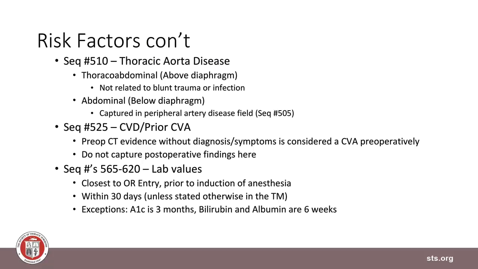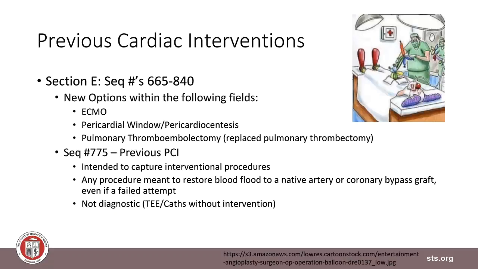Most lab results need to be within 30 days of surgery. The only exceptions are hemoglobin A1C, which can be within 3 months, and bilirubin and albumin, which can be within 6 weeks. Section E, Previous Cardiac Interventions, is the next section. This includes sequence numbers 665 through 840. A few additions were added, including ECMO, pericardial window pericardiocentesis, and pulmonary thromboembolectomy. No other major changes were made within this section.